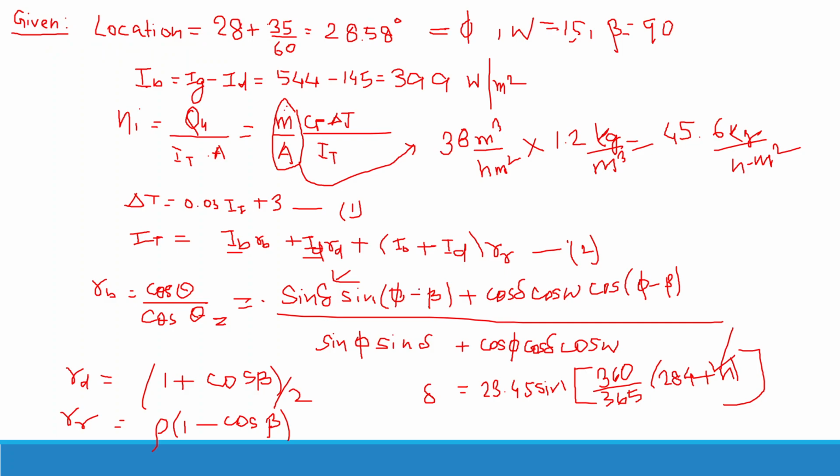N will be, so start adding from 1st January. January has 31 days, February has 28 days, and so on. Let's take a calculator and add it. For the 10th day of December, that comes out to be 334 plus 10, 344 days. So putting this value of n here, you get the value of delta. Let me put it here, n equal to 344.